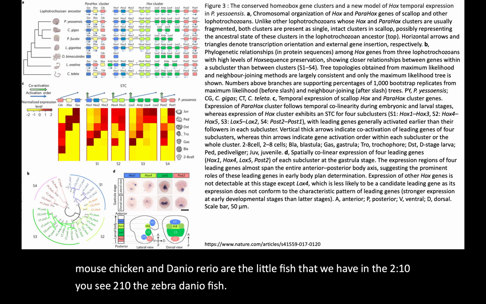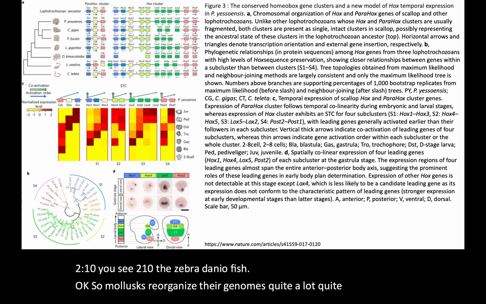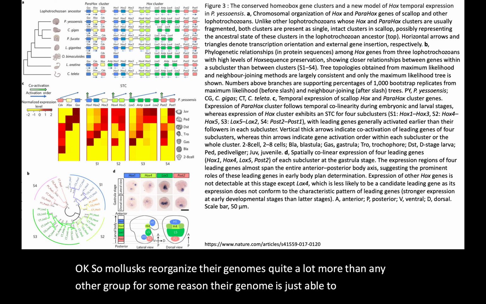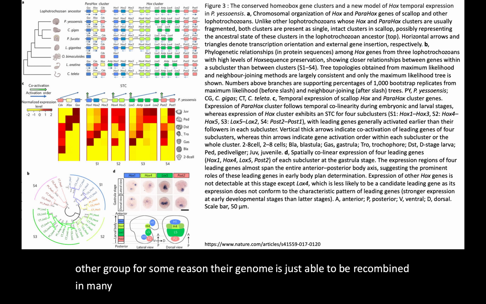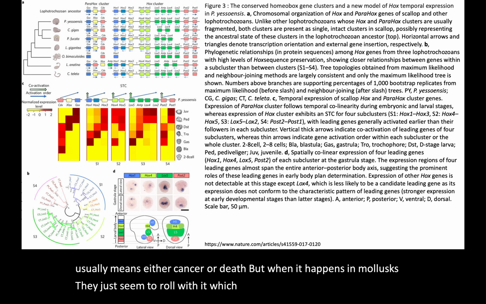Okay, so mollusks reorganize their genomes quite a lot, quite a lot more than any other group. For some reason, their genome is just able to be recombined in many interesting new ways. And when this happens in humans, it usually means either cancer or death. But when it happens in mollusks, they just seem to roll with it, which is pretty cool. So let's look at their Hox and Parahox clusters, shall we?